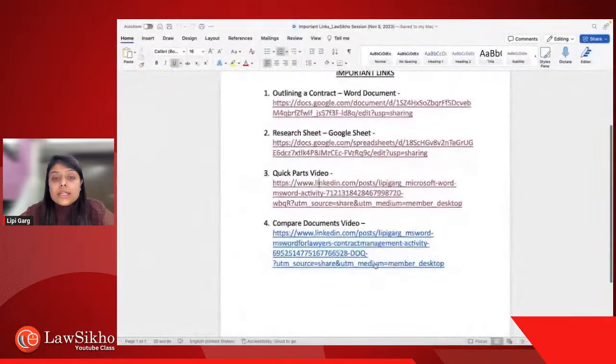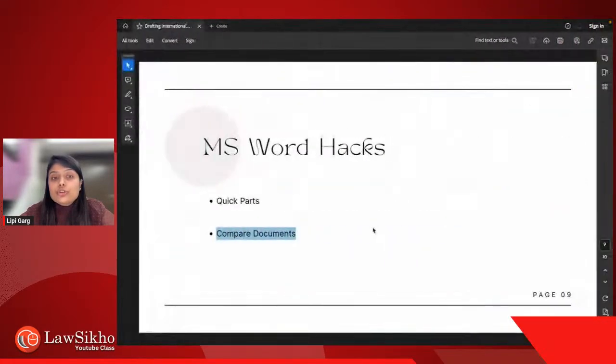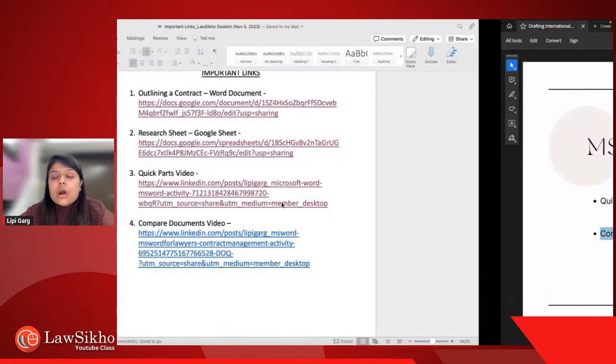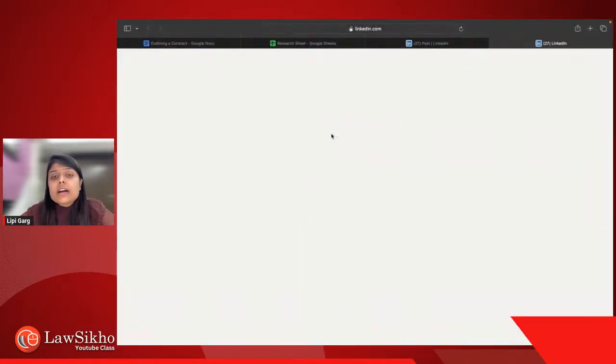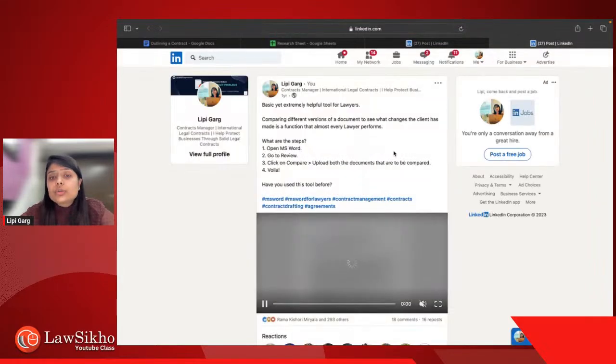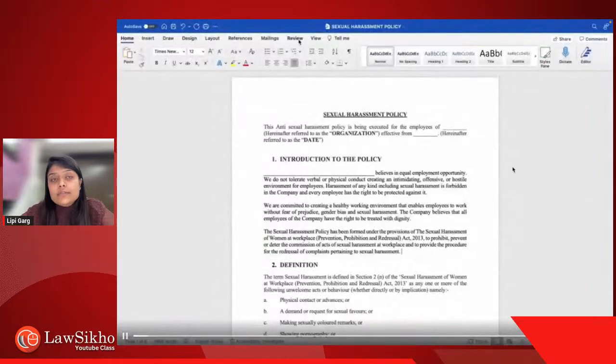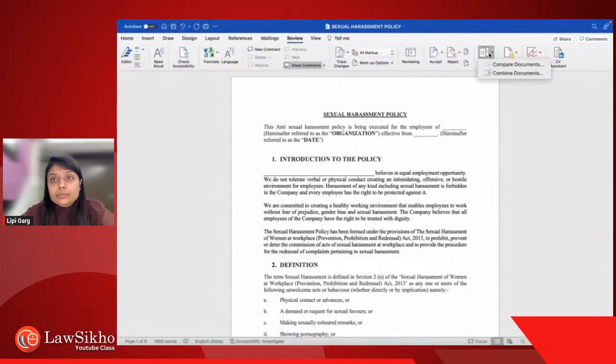It lets you upload two documents at one point, and then it will tell you where all they differ. Of course, compare documents tools are available on the internet, but what is better than Microsoft Word itself giving you that feature.